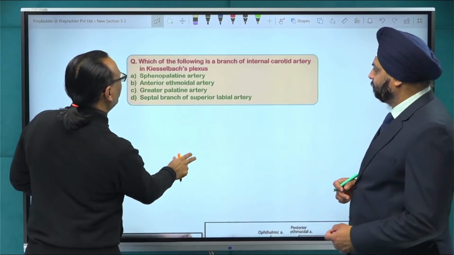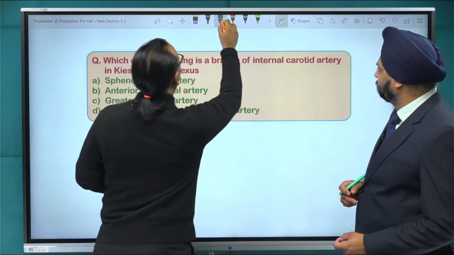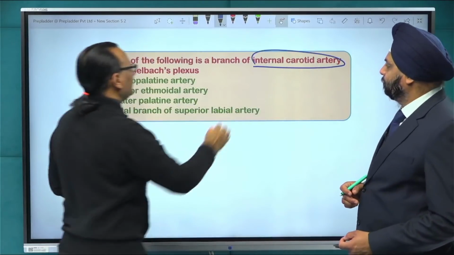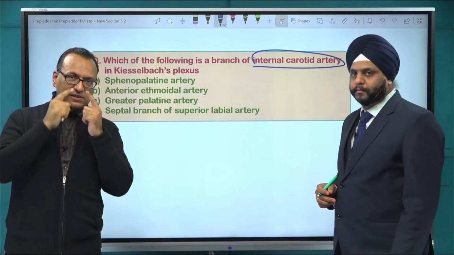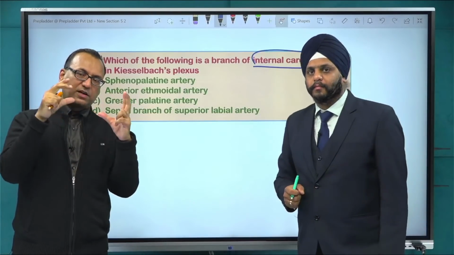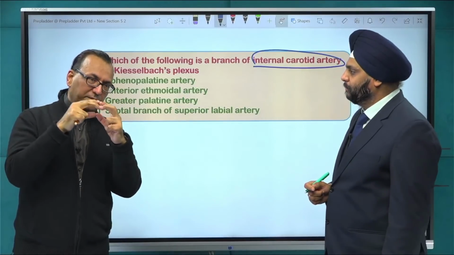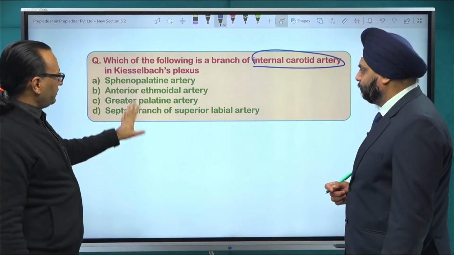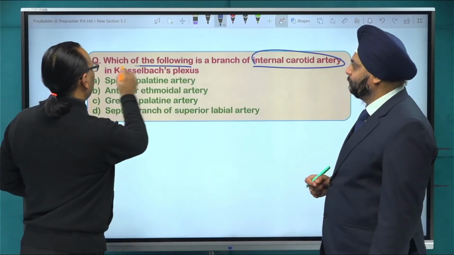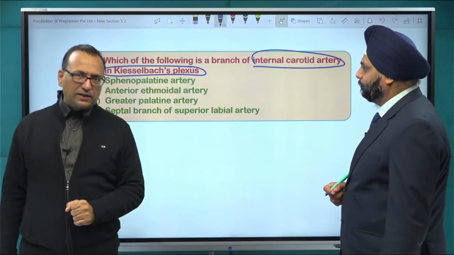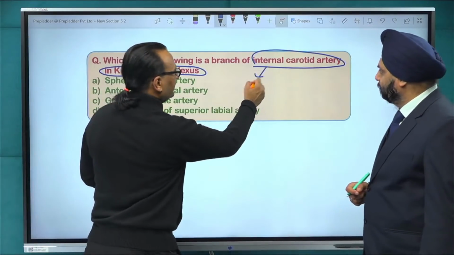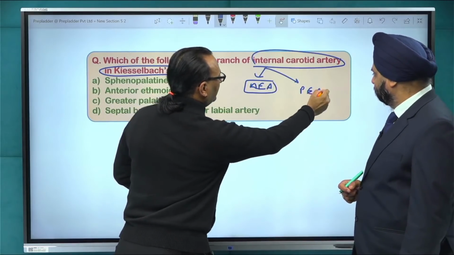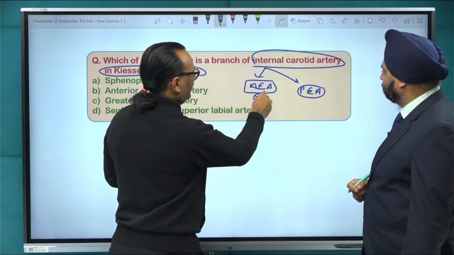Which of the following is a branch of the internal carotid? So it is actually Kiesselbach's plexus, that is Little's area. You have an anastomosis between the internal carotid artery branches and external carotid artery branches. The internal carotid artery gives us the anterior ethmoidal artery for Kiesselbach's plexus, though it also gives the posterior ethmoidal artery to supply the area, but the anterior ethmoidal artery is important.